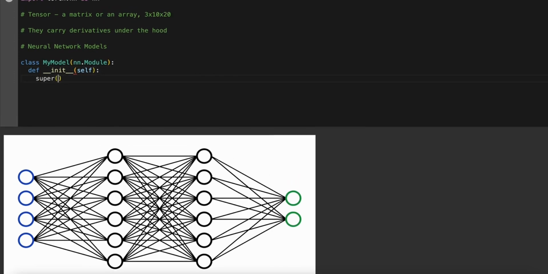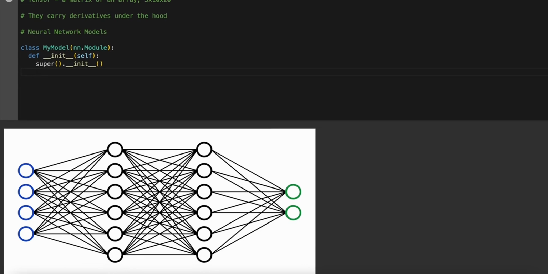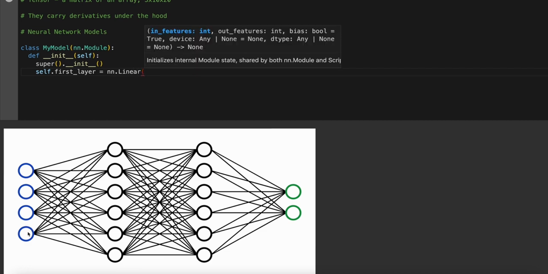First thing we'll need is our super call, just boilerplate code. And now we need to start defining our layers, right? So in_features and out_features. So we can do self.first_layer equals nn.Linear. And in_features is going to be 1, 2, 3, 4. And we can see that out_features, or the number of nodes in this layer, remember each node is doing linear regression, we have 1, 2, 3, 4, 5, 6. So that's all we would do there.